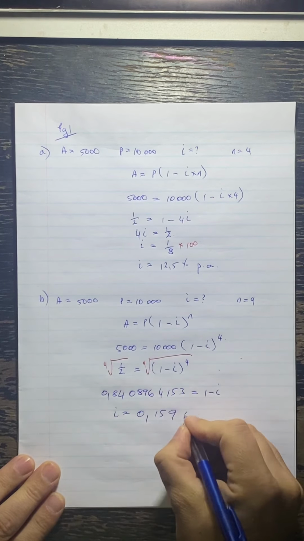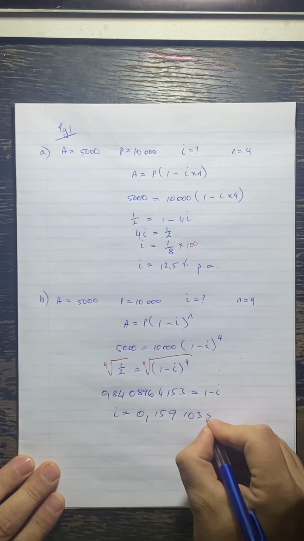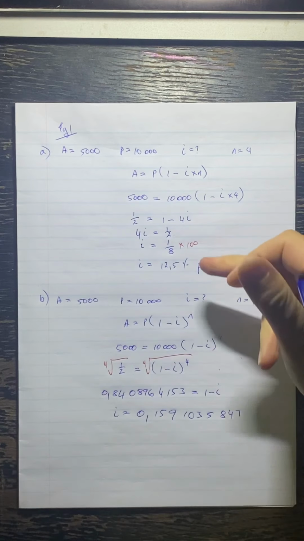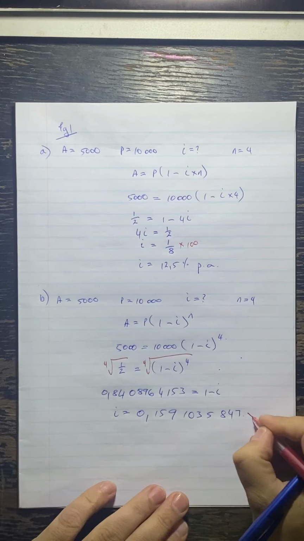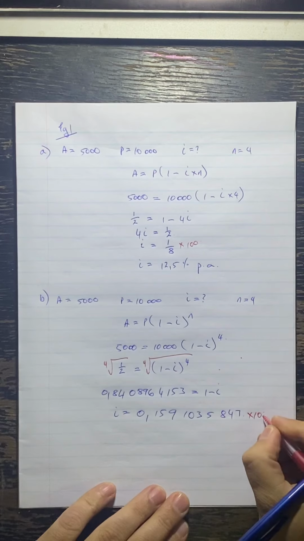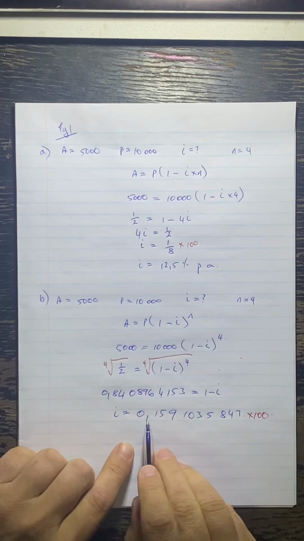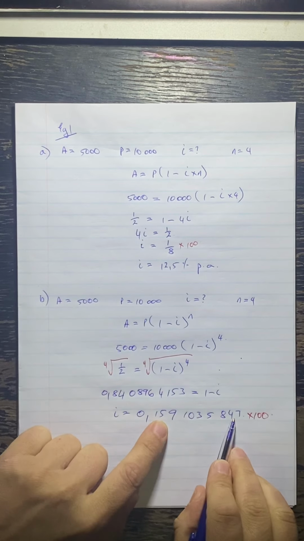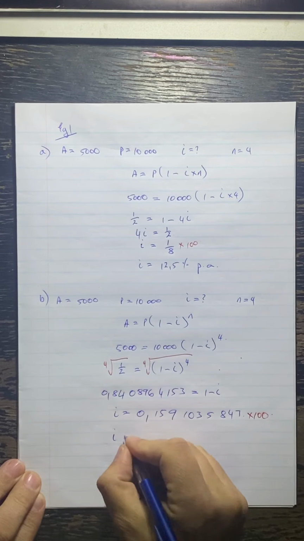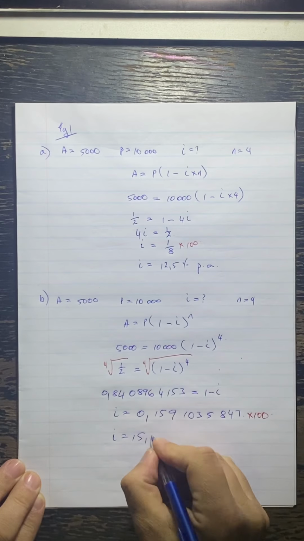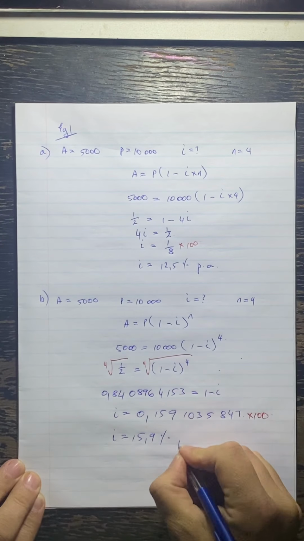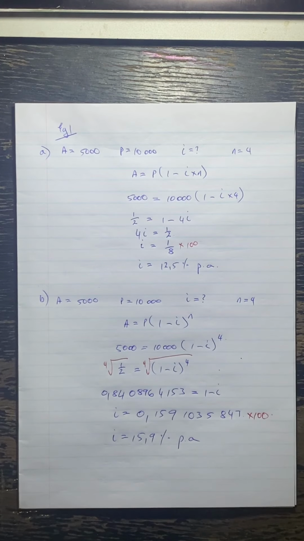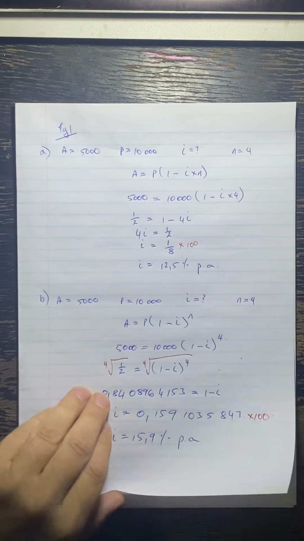0.1591035847. Okay, now exactly the same as this, I need to multiply this by 100 to get it into a percent. So if I multiply it by 100, I'm going to get 15,9 and so on, and I'm going to round this off to 1 decimal place. So we get I is equal to 15,9% per annum. Please do not forget to write the per annum bit. Okay, it's as easy as that, guys.